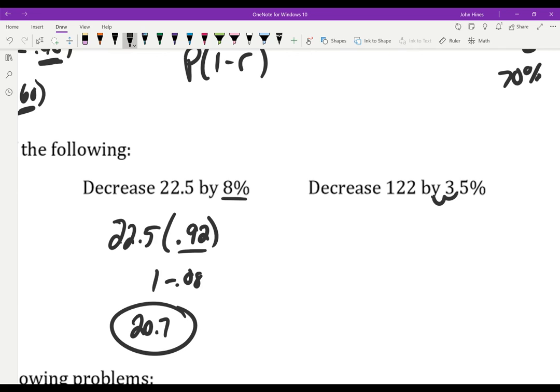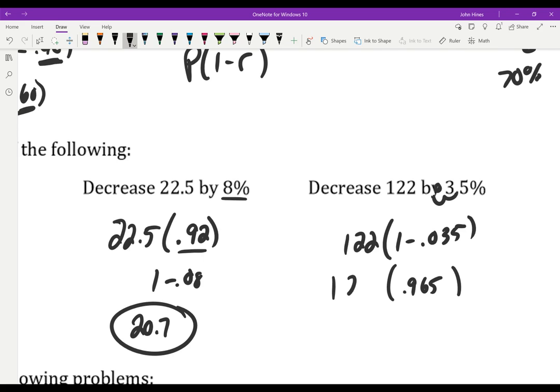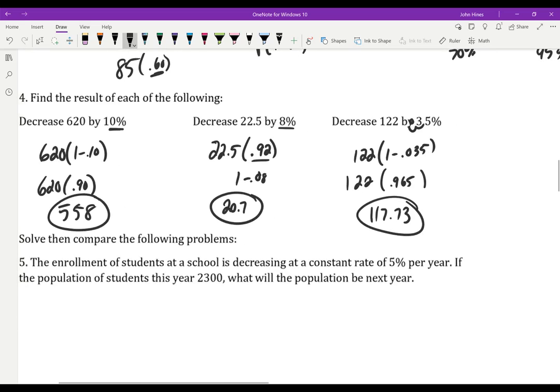All right, I'm going to move that decimal twice because I can't do this one quickly in my head. I'm going to do 1 minus 0.035. What do we get? 122 times 1 minus 0.035. We get 117.73. Okay, so notice when you're decreasing, you need to do 1 minus that decimal.